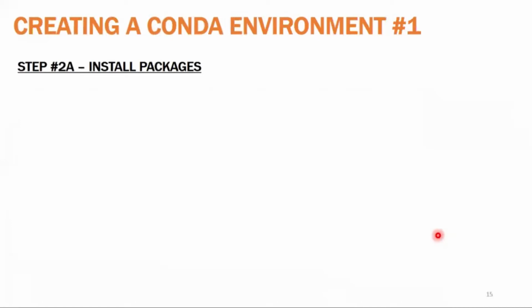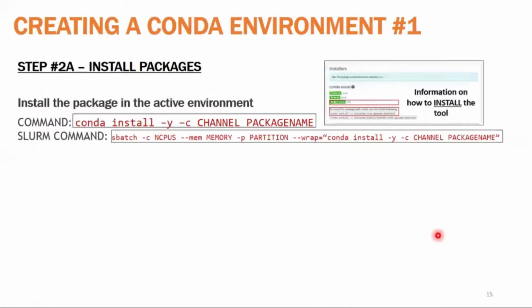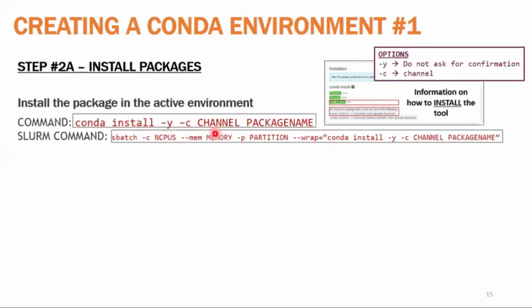Using the information we got from the online repository, we can install our package using the conda install command, along with the -y and -c options. As a reminder, the -y is used to tell Conda to proceed with the installation without asking for confirmation to install additional dependencies, because we trust Conda, we're going to let it do its thing. And then the -c is used to indicate the channel name, so where the package is stored, and then of course the package name corresponds to the package that you want to install.